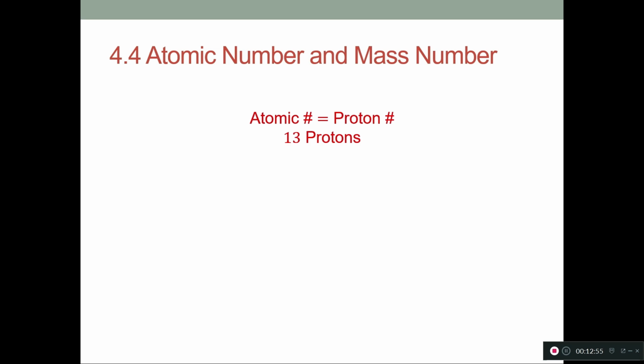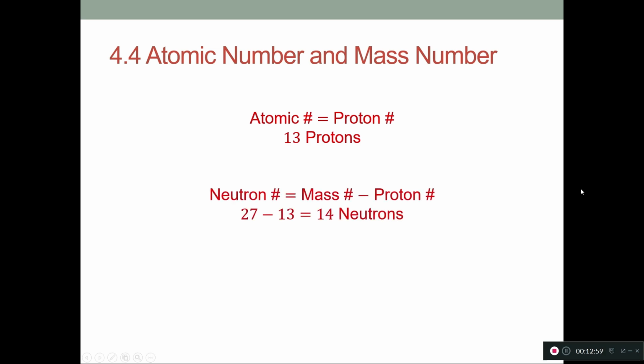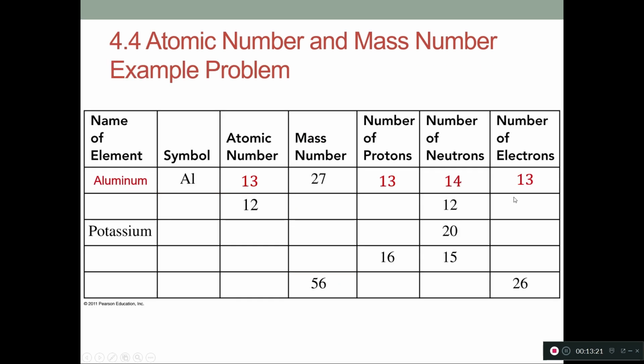And so the atomic number is just the number of protons, so we could put 13 for the number of protons in there. The neutron number is equal to the mass number, which was also given, minus the number of protons. So that means there would be 14 neutrons, and the number of protons, because we're just assuming that we're using neutral atoms here, is going to be equal to the number of electrons. So we could put 13 in also for the number of electrons. So we would get this right here.